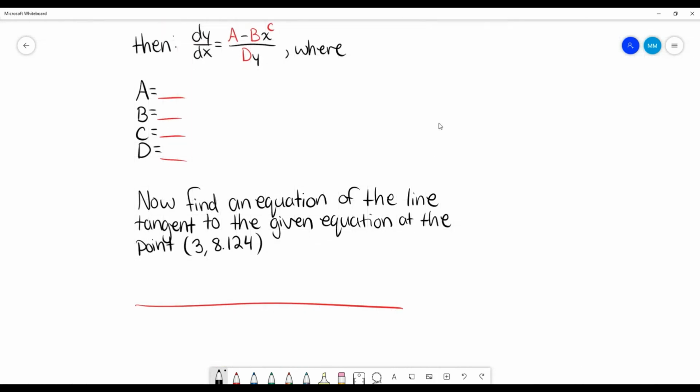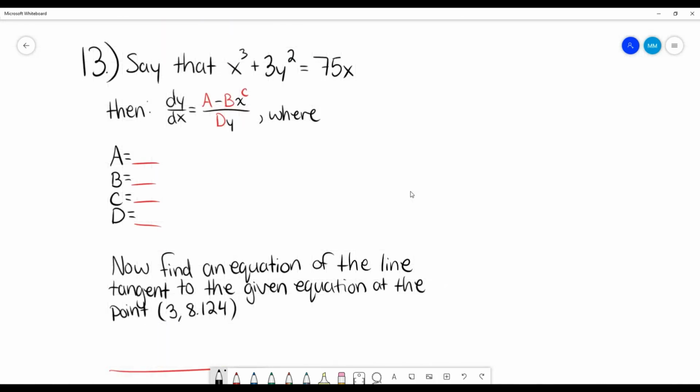And now our very last question, which is a bit of a tricky one. They kind of all are, but yeah, we're given this equation here, and we want to derive it implicitly to figure out what dy/dx is. So let's go ahead and do that. Well, the derivative of x to the third is 3x squared. The derivative of 3y squared is going to be 6y dy/dx, equals the derivative of 75x, which is 75.